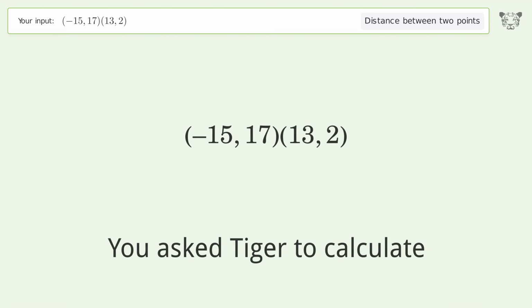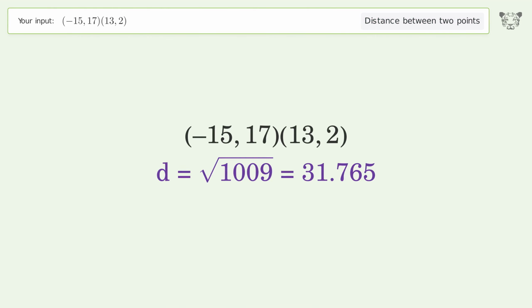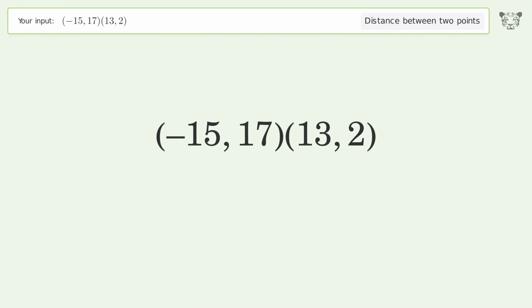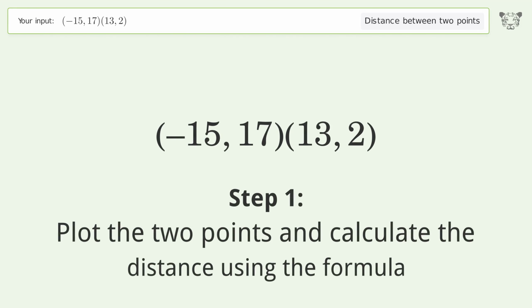You ask Tiger to calculate. This deals with the distance between 2 points. The distance between the 2 points is the square root of 1009 or 31.765. Let's solve it step by step. Plot the 2 points and calculate the distance using the formula.